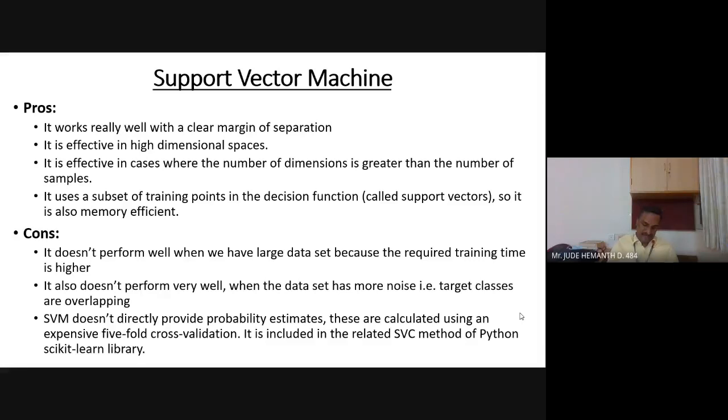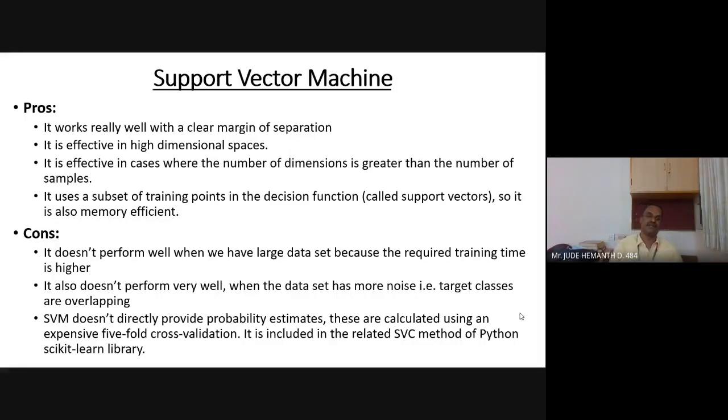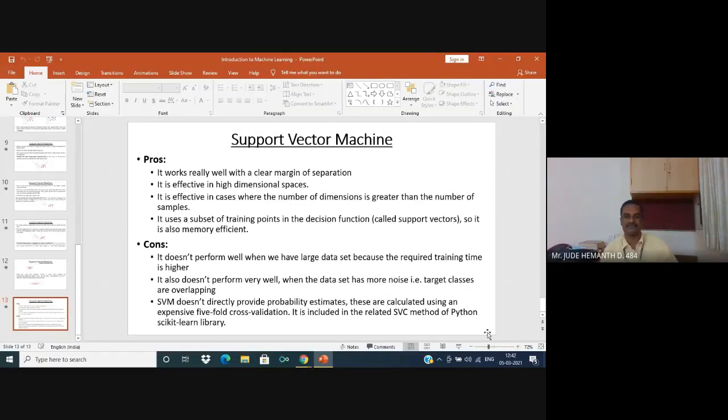But now with the advancement of machine learning, people are running towards artificial neural networks and deep learning. Nevertheless, decision trees, support vector machines, and a few other machine learning techniques are also useful when you have a very simple application or your application matches with the pros criteria. Then you can make use of SVM. So next class, we will go into the mathematical concepts of it.